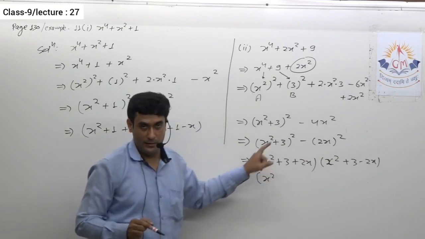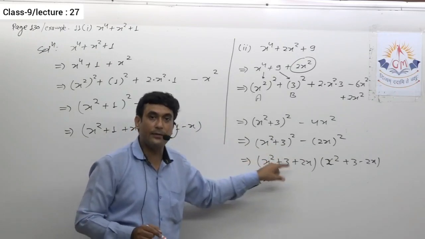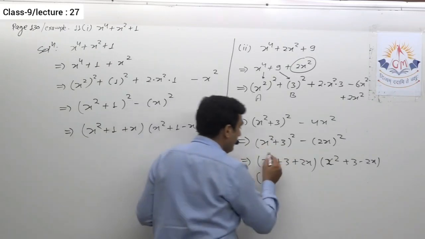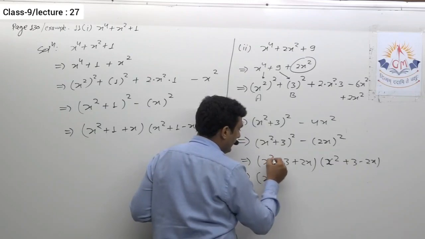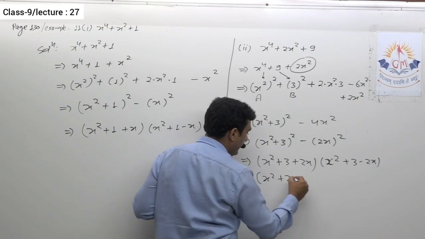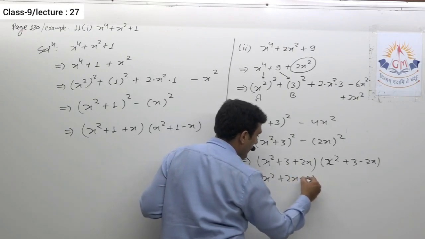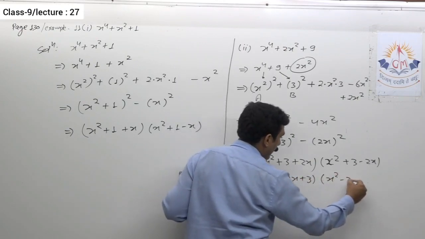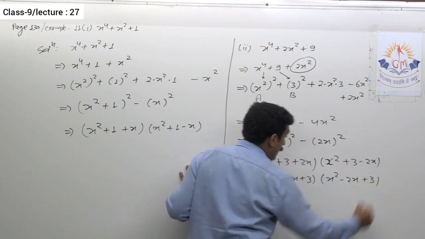Now this is definitely the final answer, but it is always advised that you write these types of expressions, if they are in one variable, in decreasing order of the degree of the variable. That means first we write the term containing power 2, then the term containing power 1, that is 2x, plus 3: x square minus 2x plus 3.